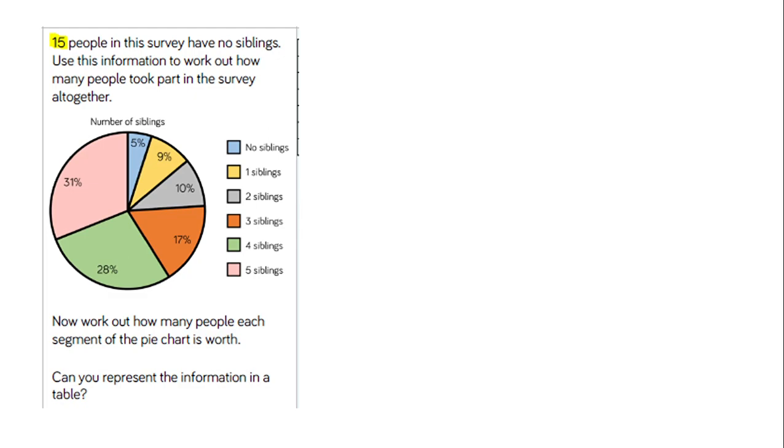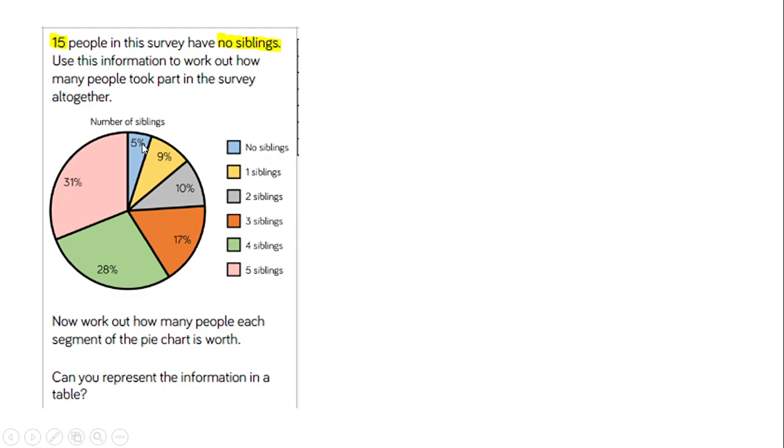Okay, this time 15 people in this survey have no siblings. Use this information to work out how many people took part in the survey altogether. Right, I have to orientate myself with the information in front of me. So I'm looking at the key, and I'm seeing that the key for no siblings is blue, and blue is 5%. So 15 people in the survey have no siblings. So 15 people is the 5%.